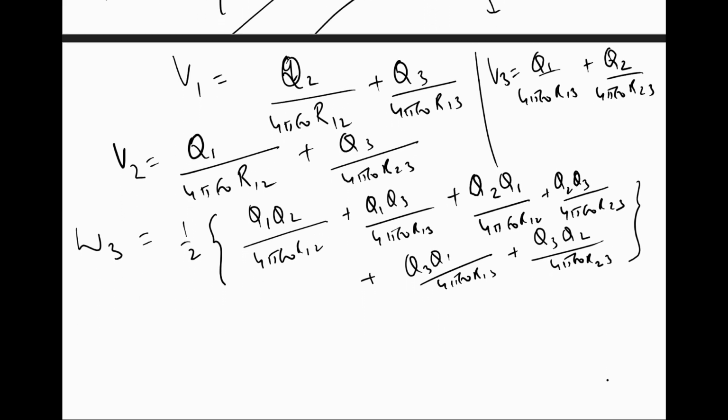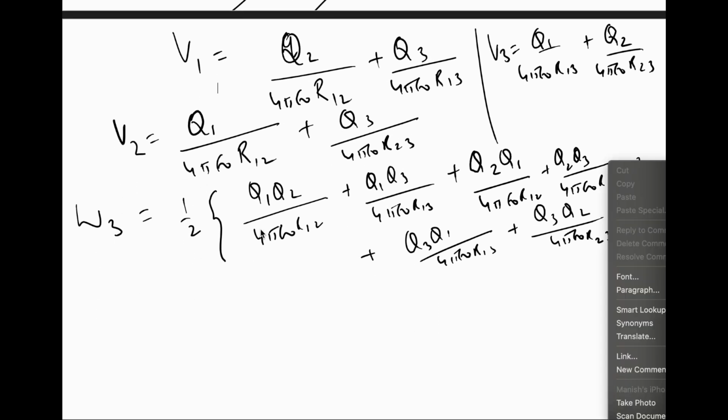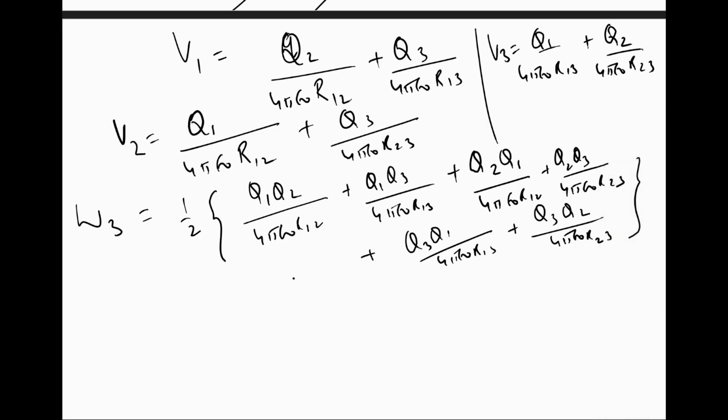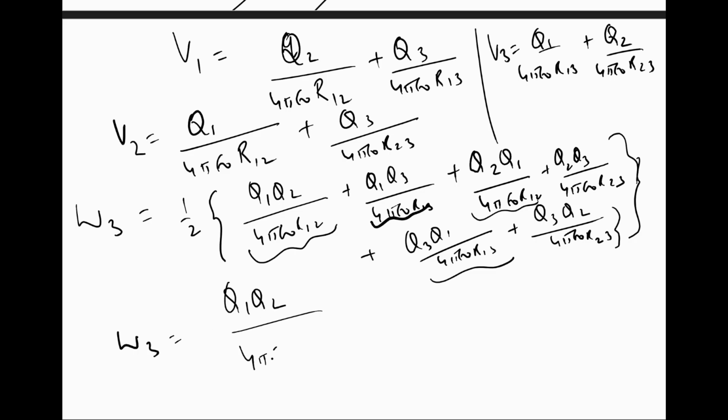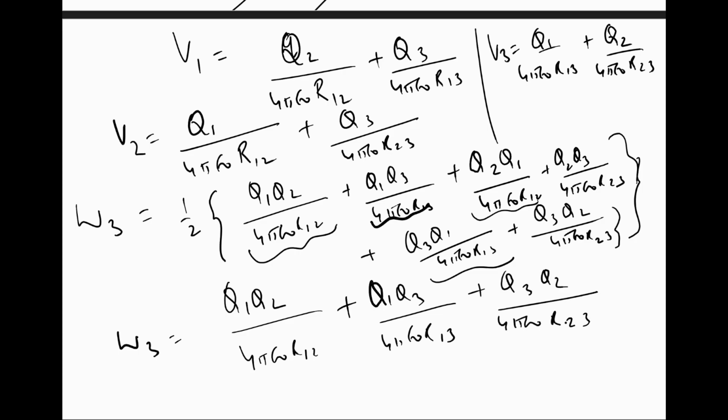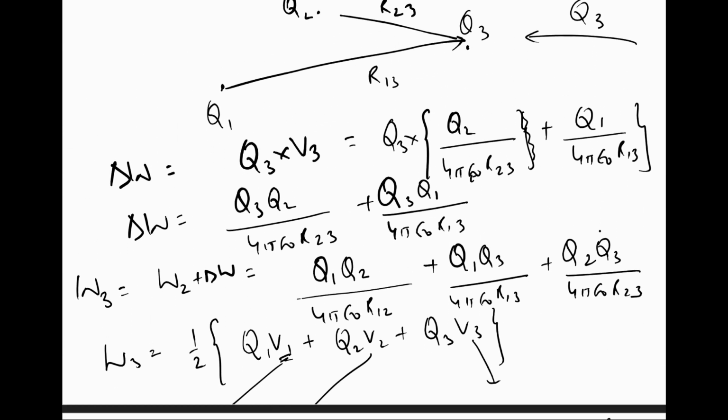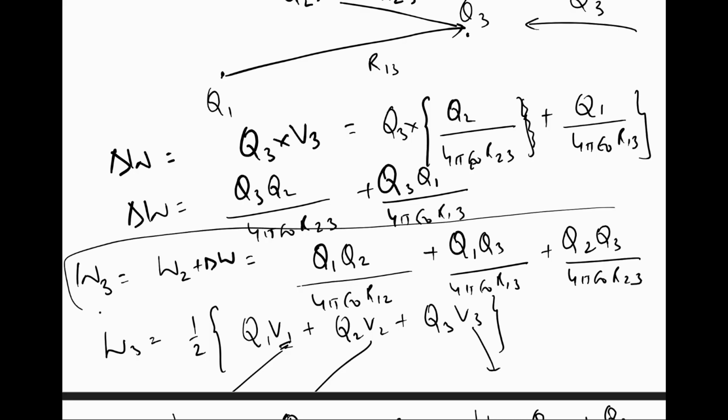Now from this expression you can see that there is duplicacy: this is coming double time, this is again coming double time, and this is again coming twice. So it is actually equal to Q1 Q2 over 4 pi epsilon naught R12 plus Q1 Q3 over 4 pi epsilon naught R13 plus Q3 Q2 over 4 pi epsilon naught R23. And this equation is the same as the equation which we derived from the basic principle.